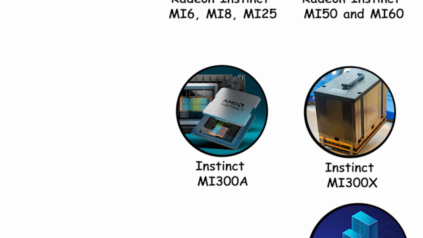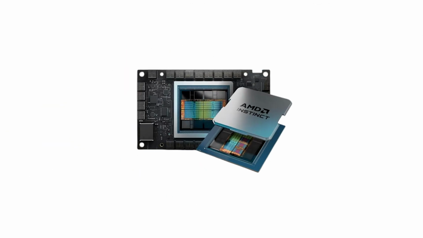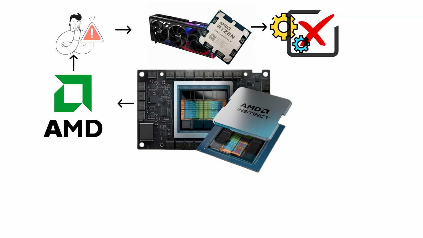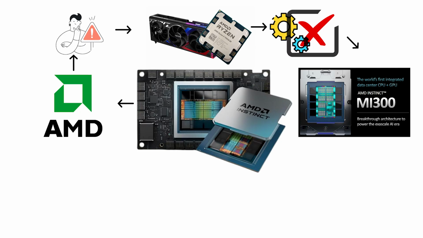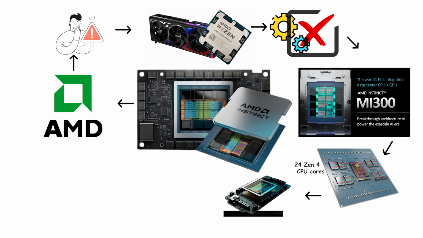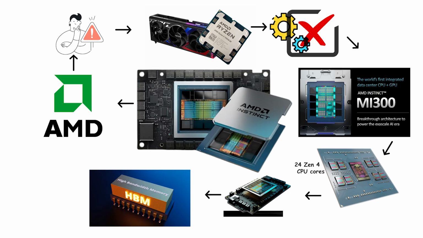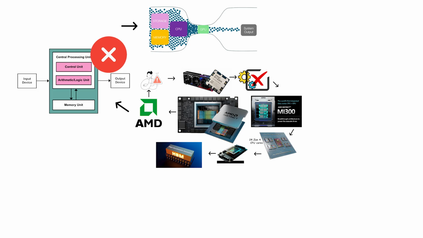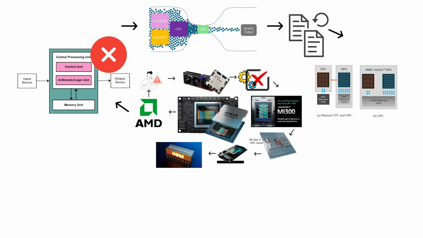Instinct MI300A. With the Instinct MI300A, AMD stopped thinking of the GPU and CPU as separate components. This was the first accelerated processing unit for the data center, a single package that combined 24 Zen 4 CPU cores with a full CDNA 3 GPU, sharing one unified pool of high bandwidth memory 3. The idea was to remove the traditional bottleneck between CPU and GPU memory spaces. Instead of copying data back and forth across a slow bus, both sides could access the same memory directly.